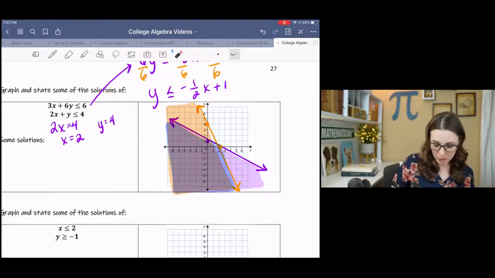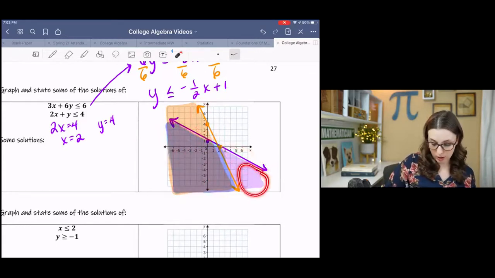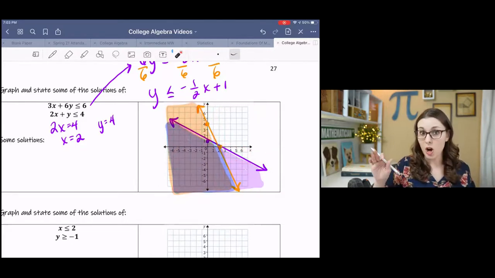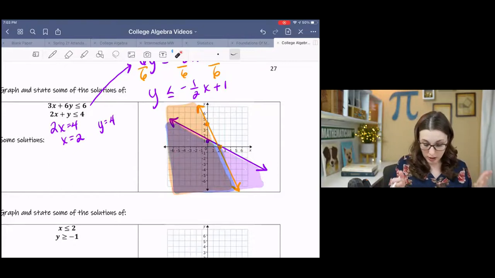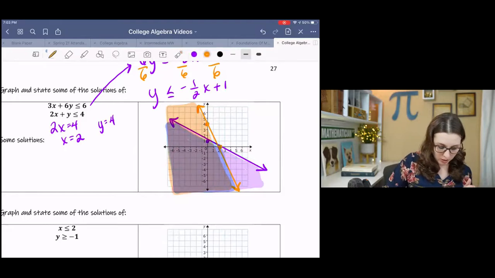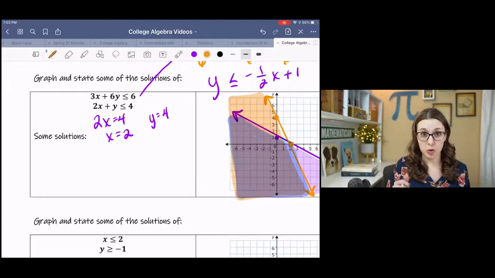So I could pick any point in this region and on the lines, as long as it is in this area. Nothing up here, nothing over here, nothing here, nothing here, nothing here. None of that counts. Only the dark region and the places on the line. So I could pick 0, 0. That's a really easy one to pick. And I'm going to test it on both inequalities just to show that it's true.